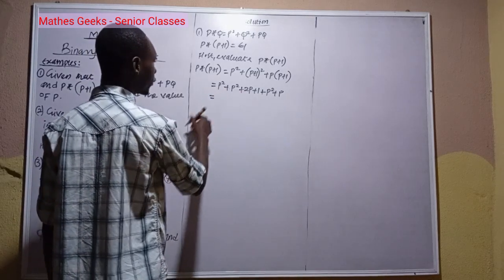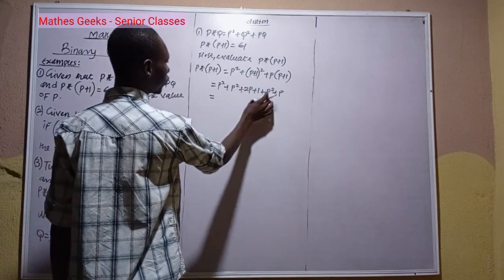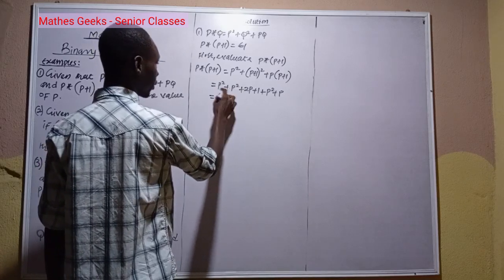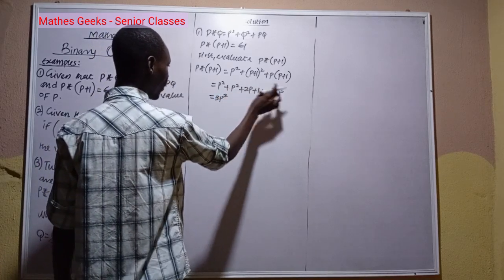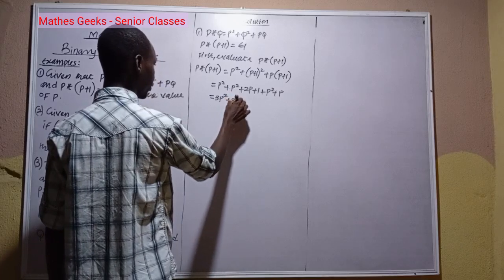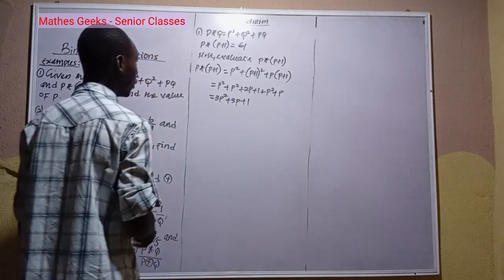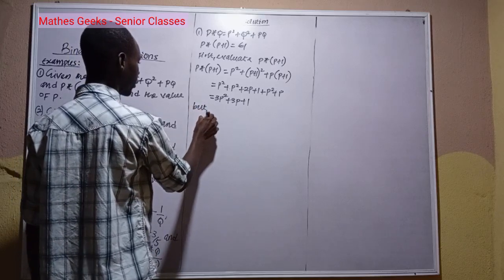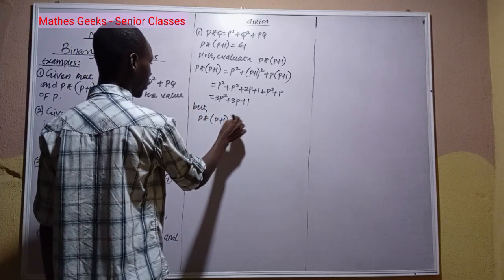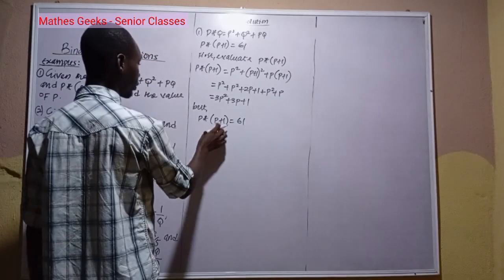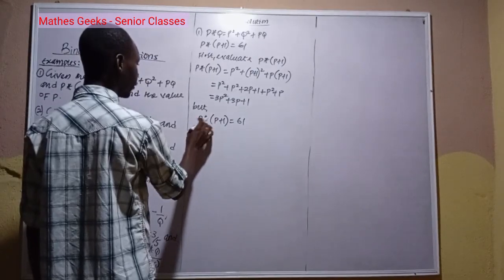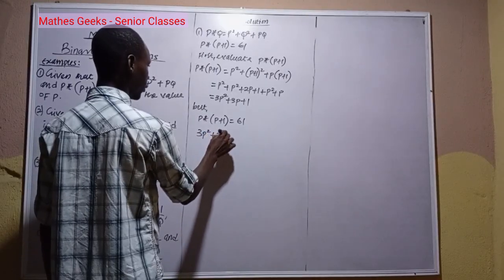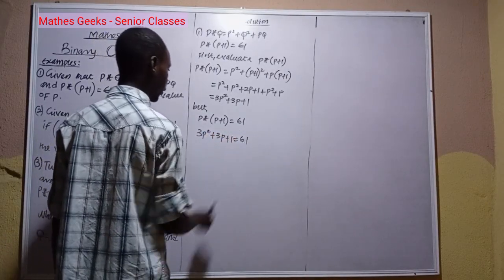So now we have p squared, p squared, and then 2p plus p, which is 3p, plus 1. Remember, p star p plus 1 is equal to 61. So we say p star p plus 1 is 3p squared plus 3p plus 1, which is equal to 61.